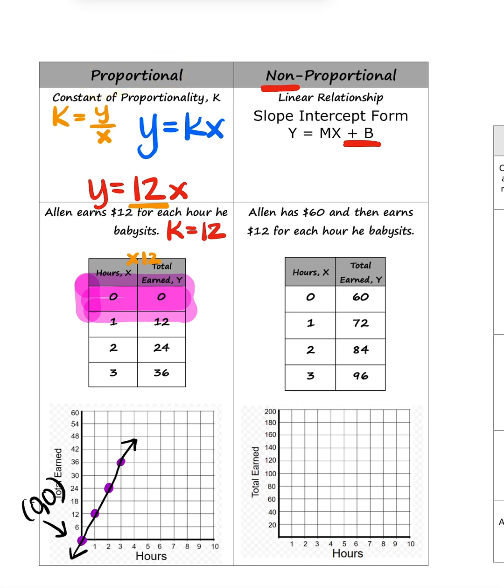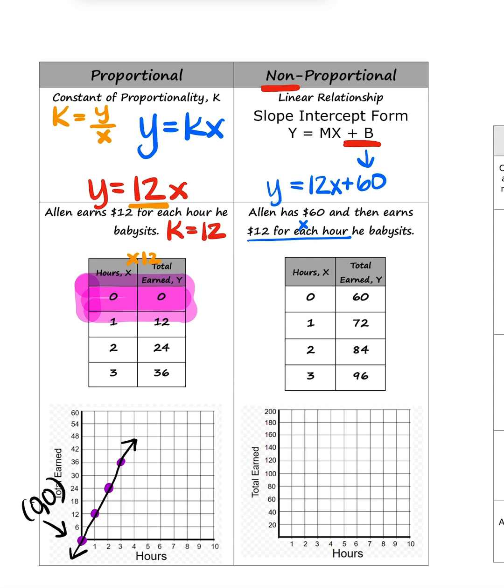So what makes a non-proportional relationship? Like we talked about, a non-proportional relationship is going to have that plus or minus piece to it. Let's read this example. Alan has $60 and then he earns $12 for each hour he babysits. In this problem, he has 60, and remember, has is the plus, because that's the thing happening one time. Then he earns $12 for each hour. Each is our multiplying word, so that goes with m. So we have 12x, and we would say y is our total.